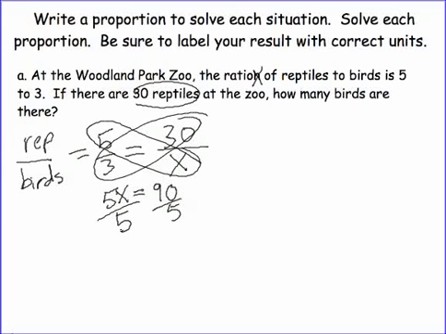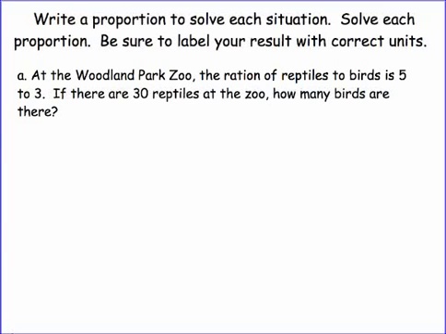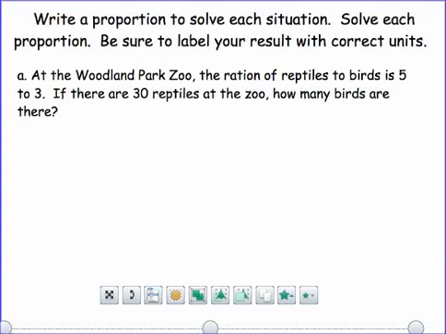So we have x equals, let's see, 18, I think. Let me see, 18 times 5 is 90. Yes, okay, so x equals 18. All right, so that's how we would solve and write that proportion, but let's try another one, just to make sure we've got this down. So here we have another problem.